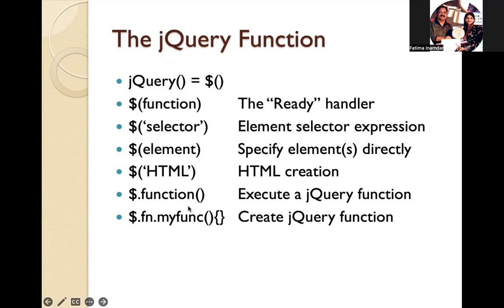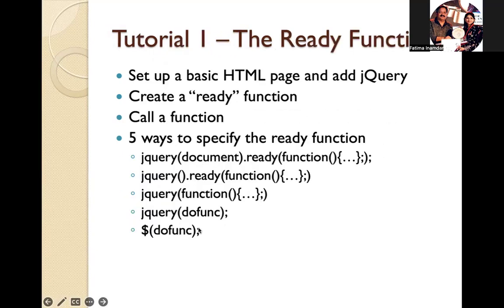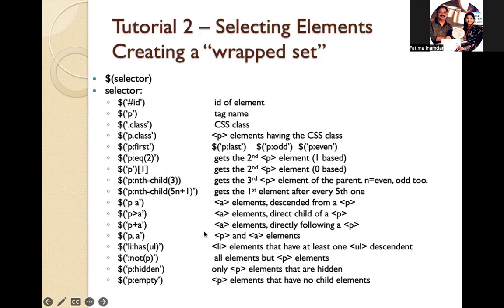Dollar dot function is basically used to execute a jQuery function. And to create a jQuery function, we can use this particular syntax, dollar dot fn dot myFunction, like that. So ready functions we have to use here in jQuery. Then you have to set up a basic HTML page and add the jQuery. So create a ready function, then call a function. For calling a function, we can consider 5 ways to write it. Any way you can represent in your code.